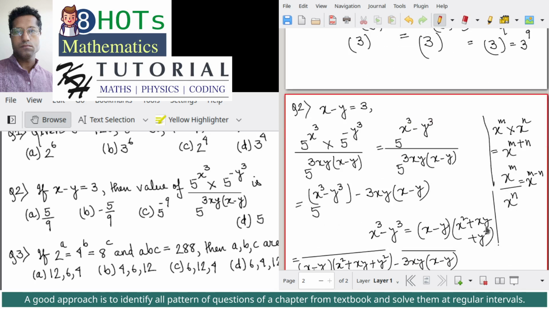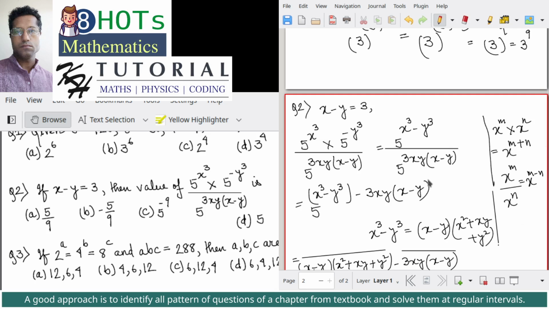x minus y is equal to 3. I will first of all check whether I have again made any mistake in copying the problem or not. This is very bad. Let me quickly check if I have done anything wrong or not. No, the problem is correct. Okay, let me see if I have made any calculation mistake or not.